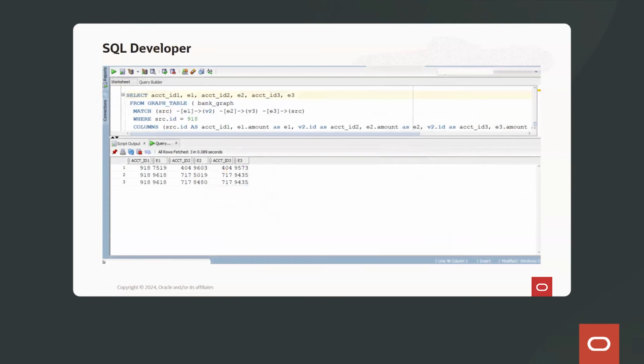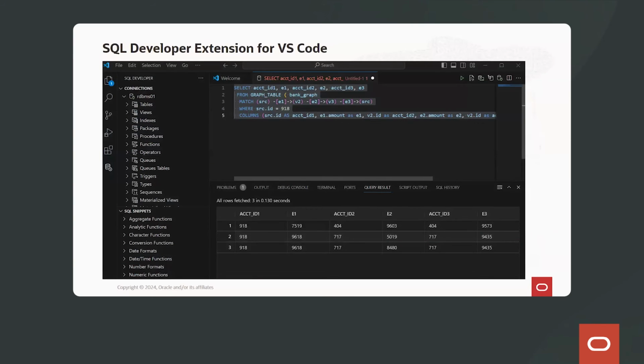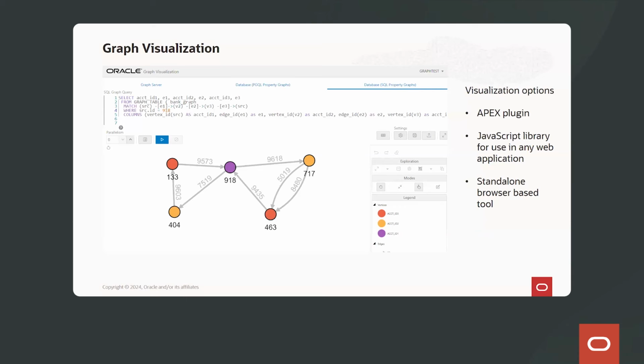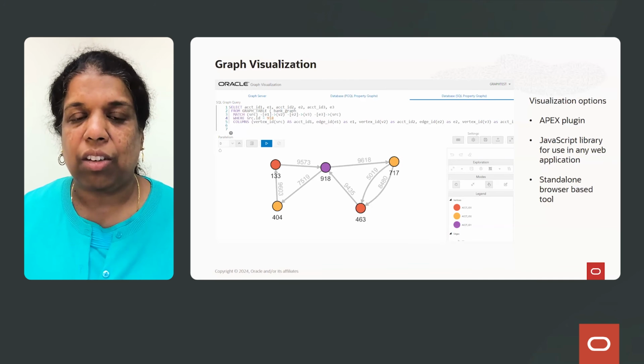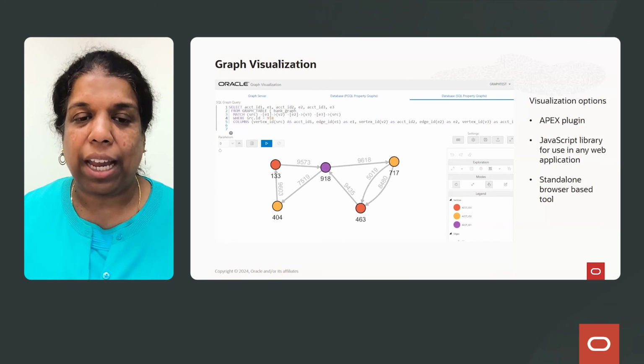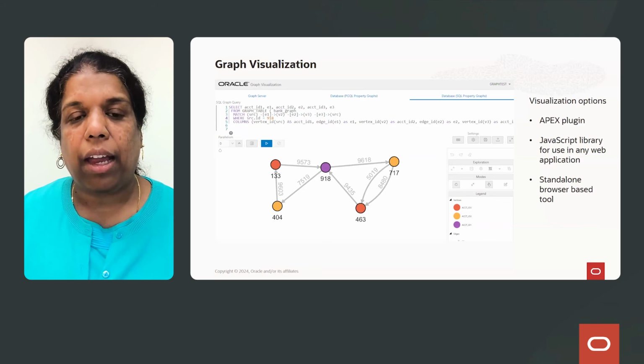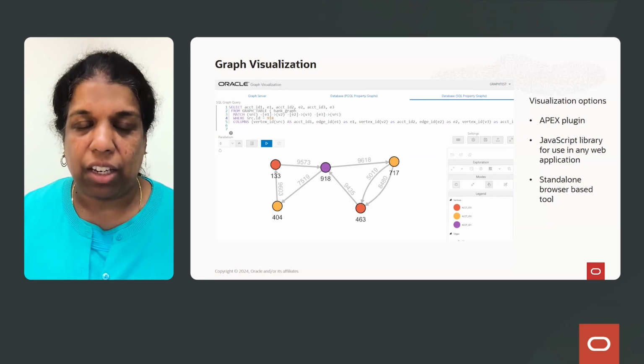And here's another example of a query I'm running in SQL Developer, and here I'm looking for cycles. You can see that the start and the end nodes that I'm looking at have the same variable, source, src, and the same query in the new SQL Developer extension for VS Code. And then here's where it looks interesting in the visualization, because you can visualize the cycles right away. So this is a 3-step, or 3-hop, cycle. You can see here the accounts. You can see here 918 in the middle in purple color. And you can see the 3-hop cycles that start and end in 918.